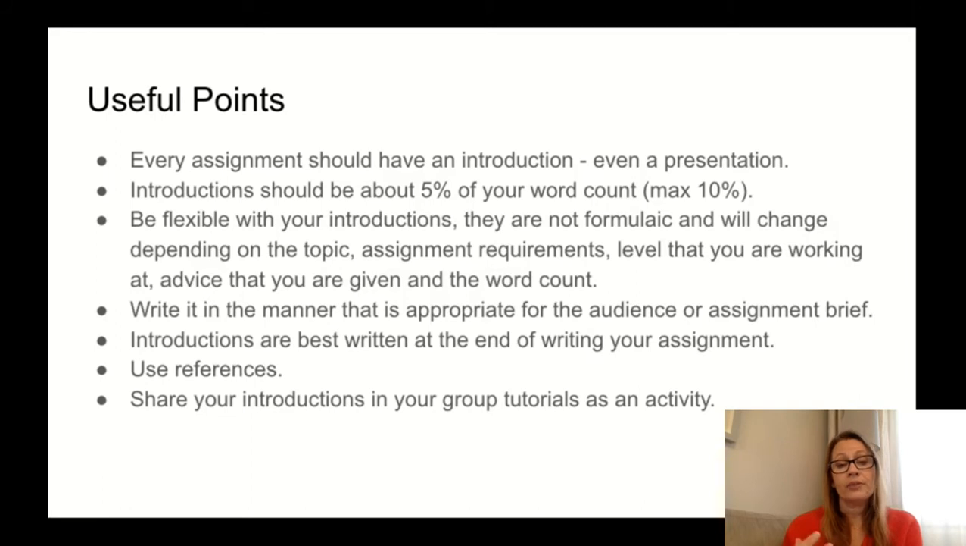I strongly implore you to share your introductions in your group tutorials, perhaps as an activity on your own or as a group, and peer review your introductions. If you're new to writing, so if you're level 4, you've just started with us, why not spend some time together sharing your introductions and giving feedback on those?